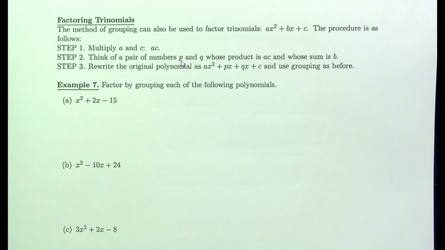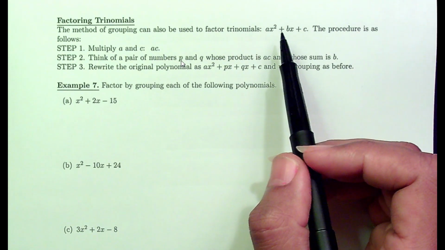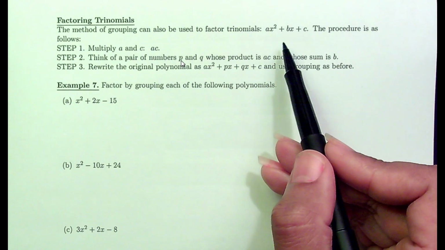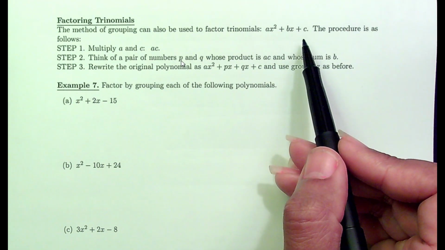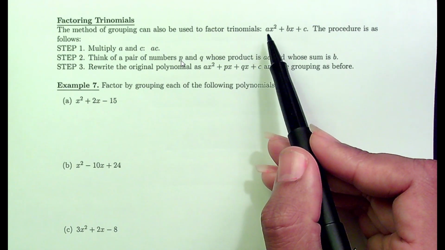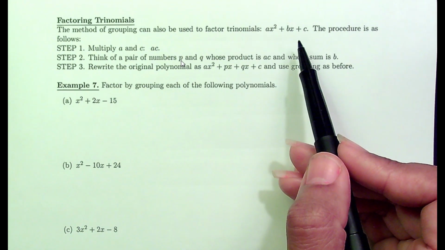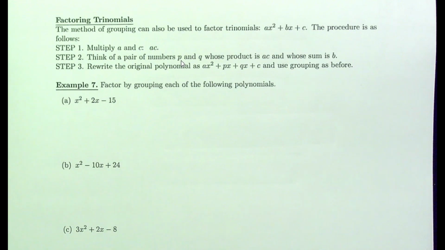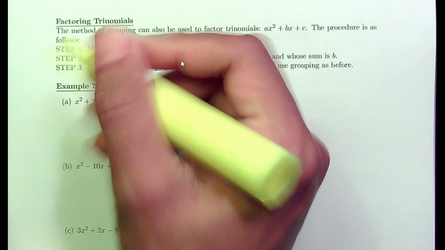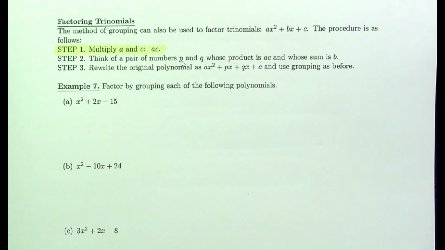All right, so here's how this method works. So sometimes people call this method the AC method, because if you have a trinomial of this form, ax squared plus bx plus c, the first thing you're going to do is you're going to multiply the a and the c. So AC, you're going to multiply a times c. So that's step 1. So you're going to multiply AC and write it down somewhere.